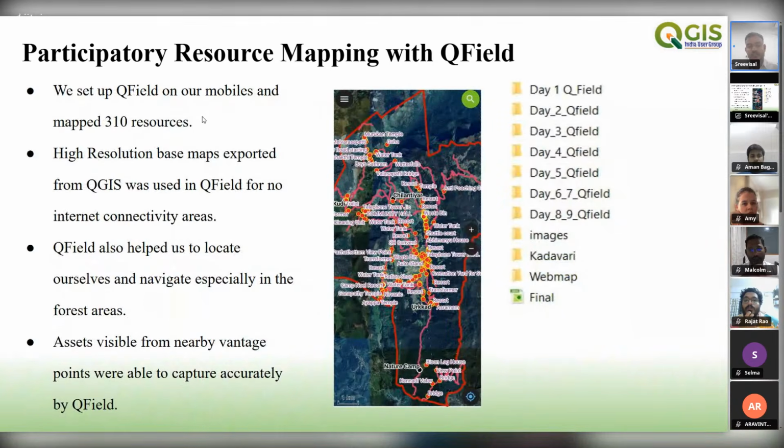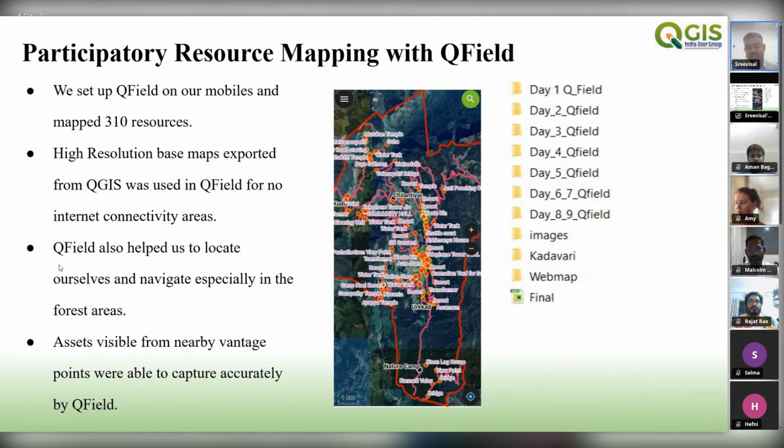With QField, we mapped around 310 resources all around the Vatwada Panchayat. Each day I would copy the project onto my laptop and verify the fields and everything. And the main advantage we got from QField was that we exported high resolution maps and kept them as a base map in QField, so that in areas with low internet connectivity, we were able to accurately map the resources. QField also helped us navigate around these forested areas.